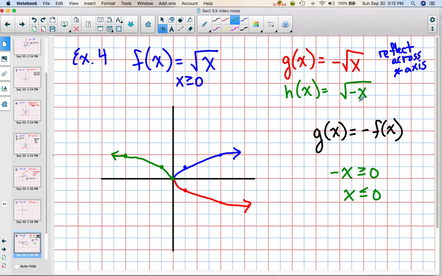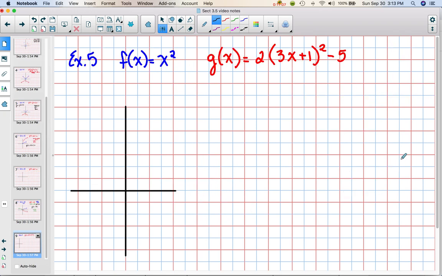Now notice this is a little different because that minus x is inside here. Now if I were going to relate those two functions, I would say, for this one, would be g of x equals f of -x. And that's how I would relate those two functions.